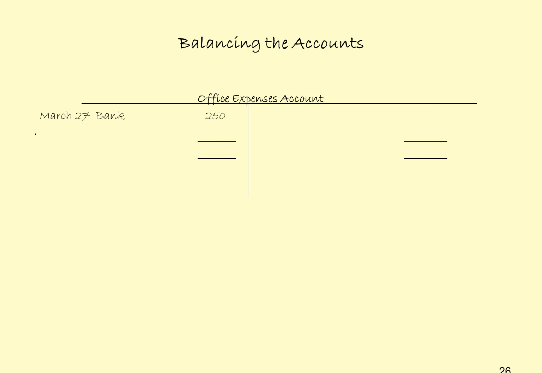And then the office expenses, again only the one transaction on this account, so we put the total in here, and we get the balancing figure, which is the 250, pop it in there, and bring the balance down onto the debit side.